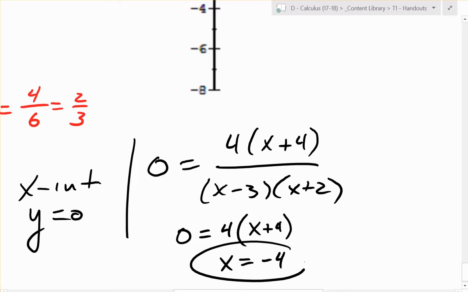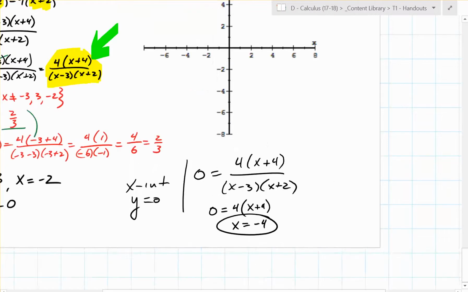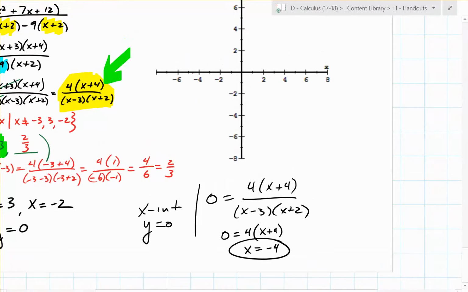Sorry, the jet was drowning everybody else. So negative 4. So we have an x-intercept at negative 4 right there. Do you agree with that? We good? Does it match? How am I doing? Am I doing okay?